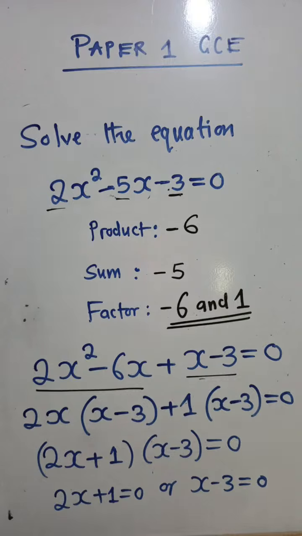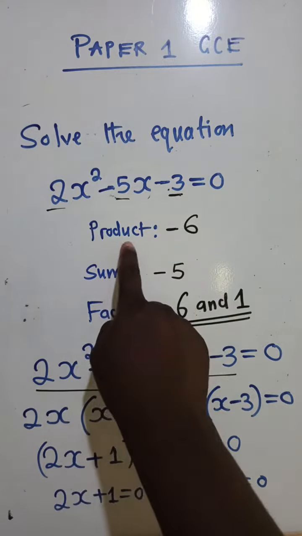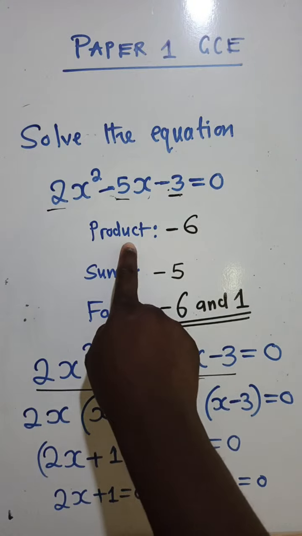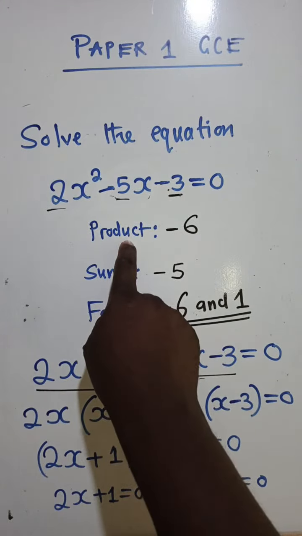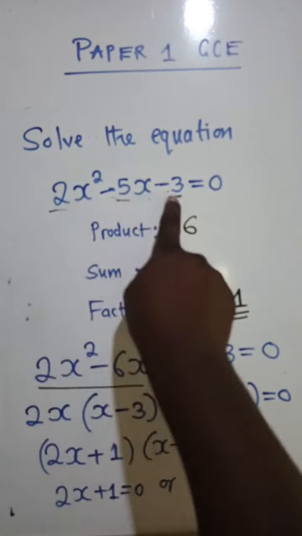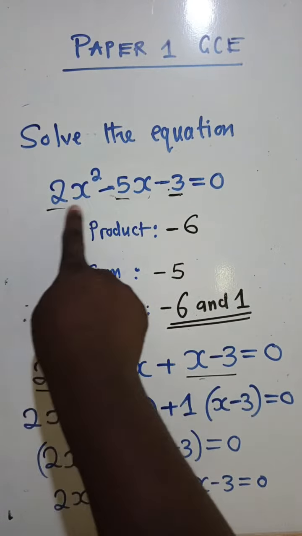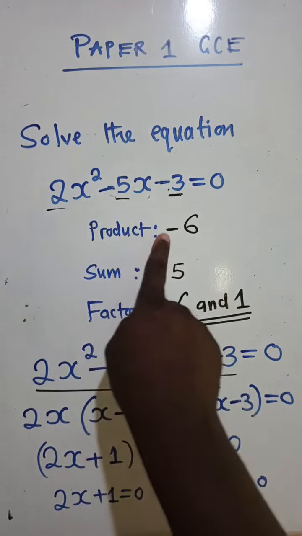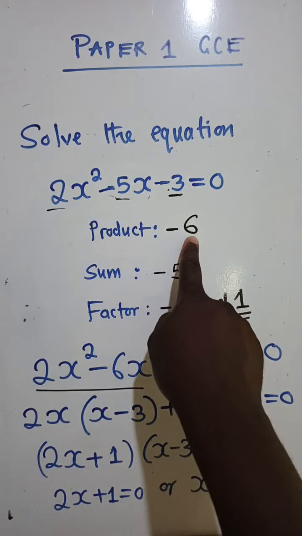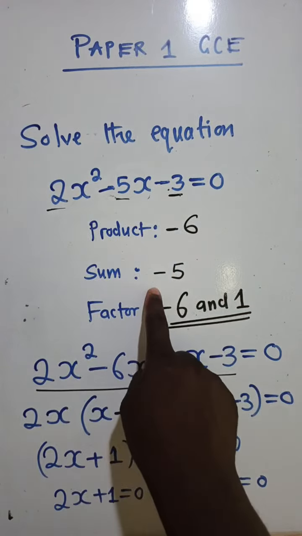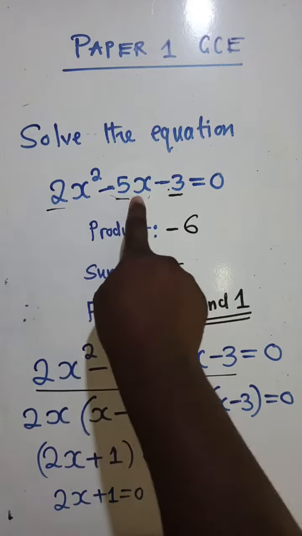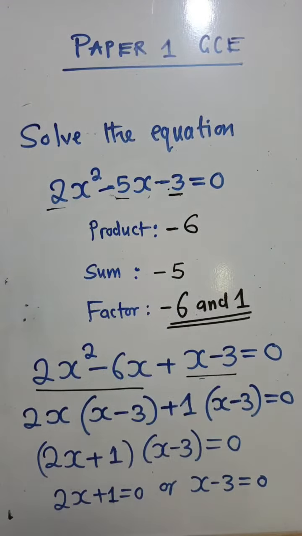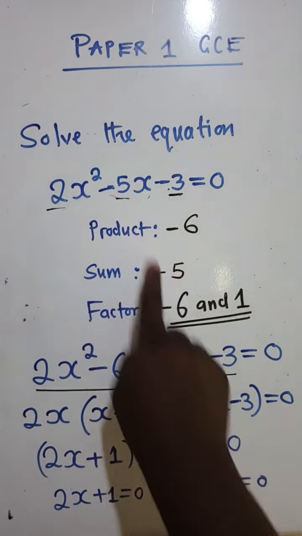The first thing, if you're able to see nicely, is to identify what we call the product. And this product can be identified by multiplying this by this. So the number where there is power 2 here, the coefficient times the constant here, we're getting a negative 6. That's our product. For the sum, just get what is with x right over here. You can see that's negative 5. There's no need of adding or doing whatever here. Just get it and write it.